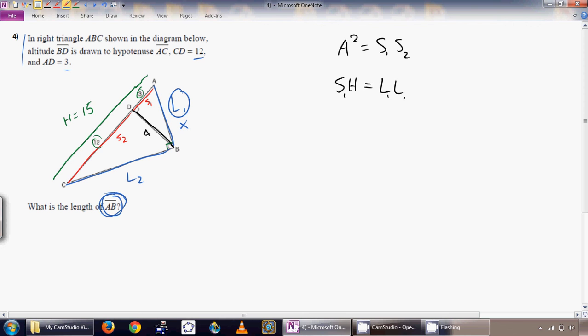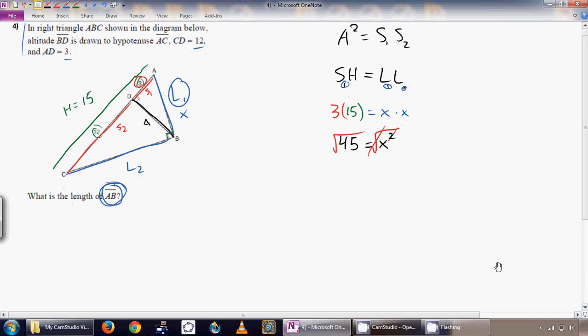This turns out to be another shell problem, or I can use the shell theorem. Segment 1 is 3. My hypotenuse is 15. And then my two leg 1s, this is shell 1, are X and X. So when I do this multiplication, I'm going to get 45 equals X squared. I'm going to unsquare by square rooting, and then I want to put this in simplest radical form, if possible.